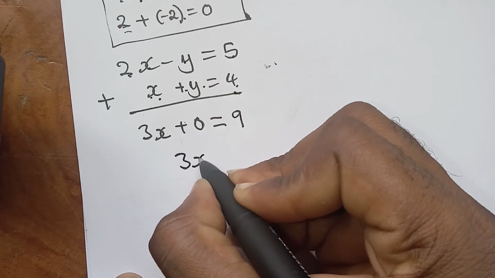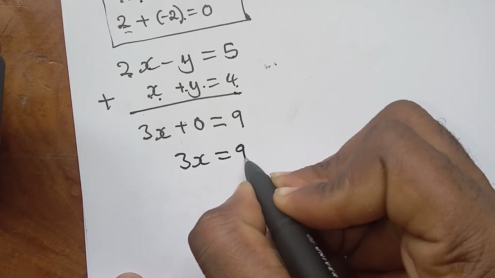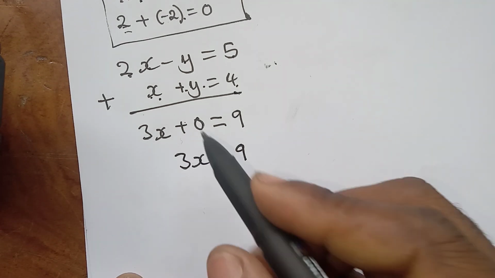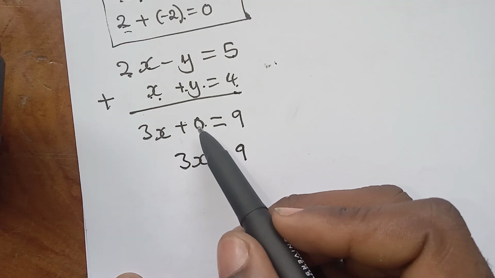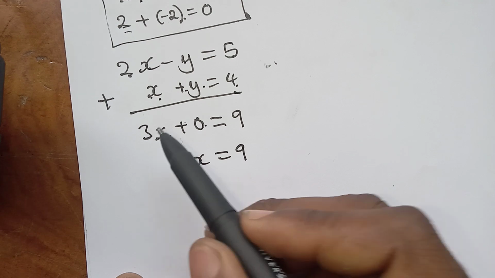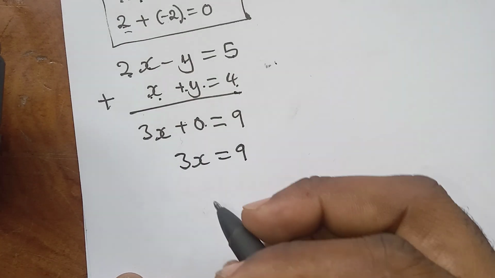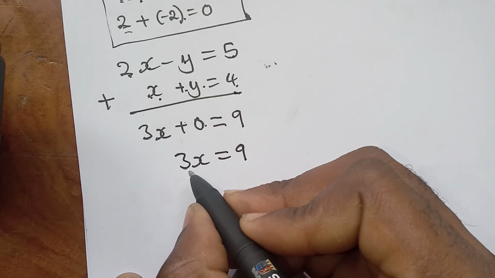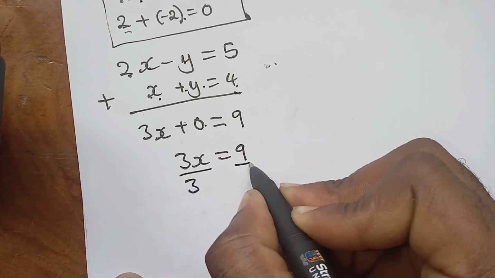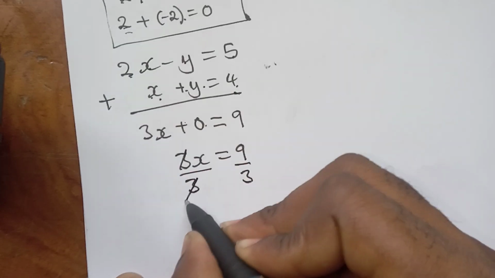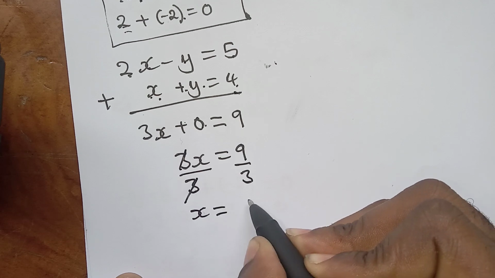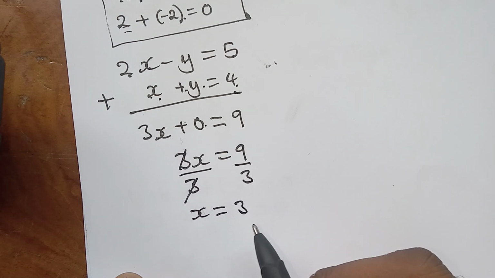So we have 3x is equal to 9, because the 0 when added to this will not change anything. So now to solve for x, you can divide both sides by 3 the way we normally solve equations, and that will give you a 3 as your x.